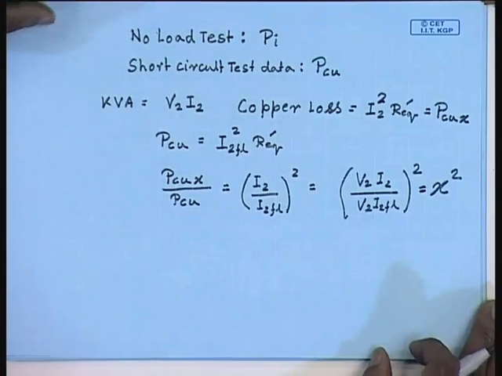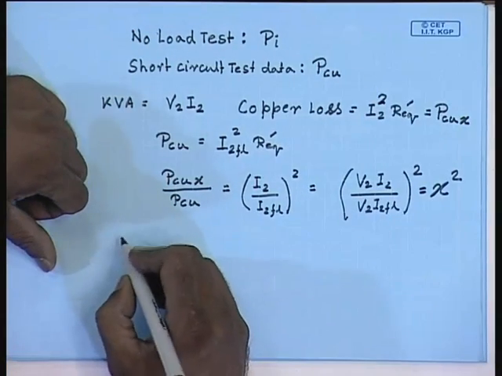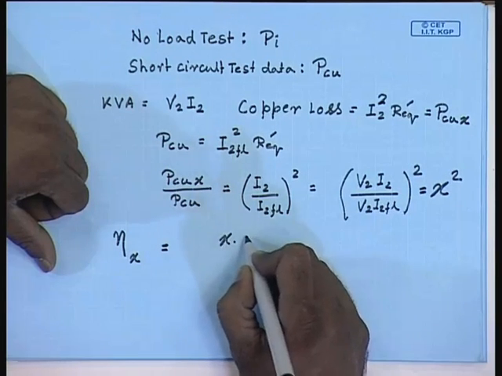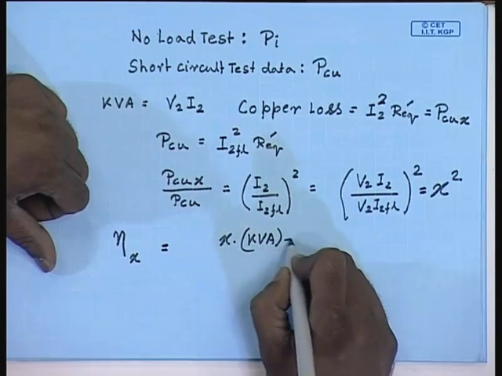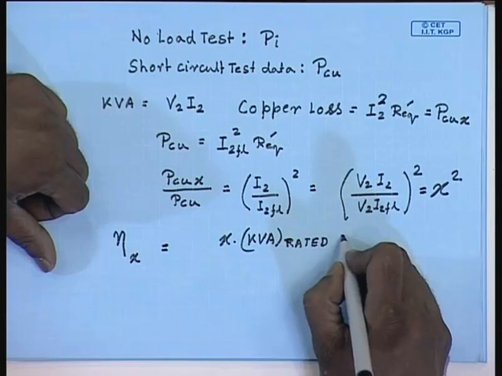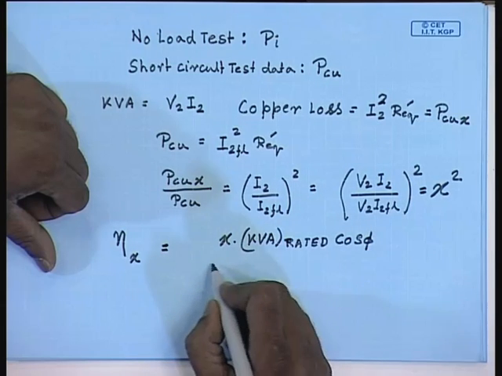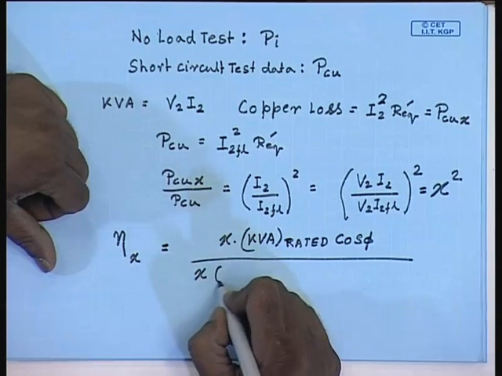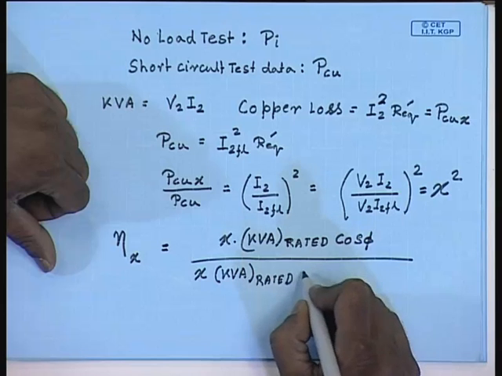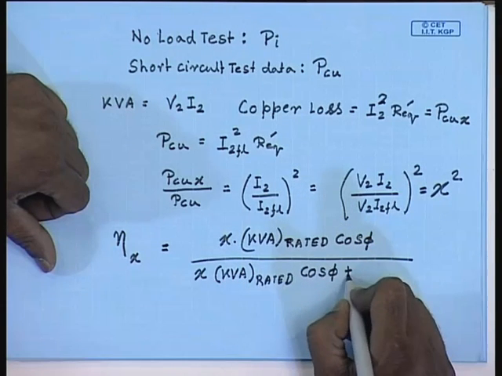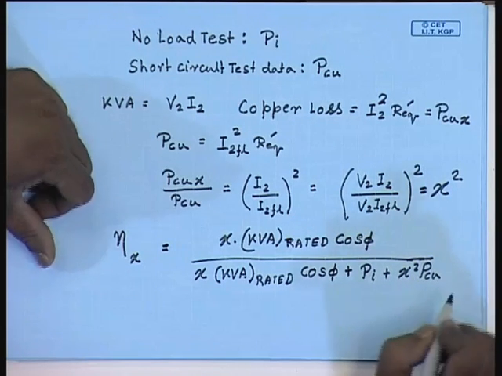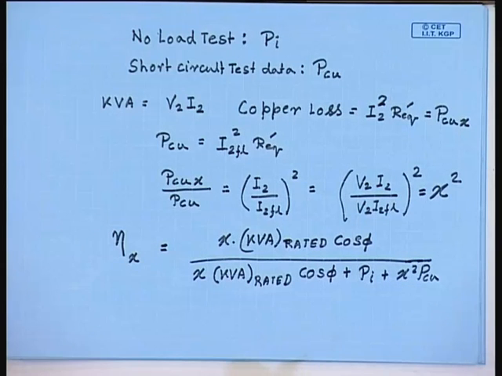Therefore, the efficiency at any fractional load x can be written as efficiency at a fractional load x equal to x times the kVA rating of the transformer into cos phi divided by x times rated kVA into cos phi plus Pi plus x square PCU, where PCU is the full load copper loss of the transformer.